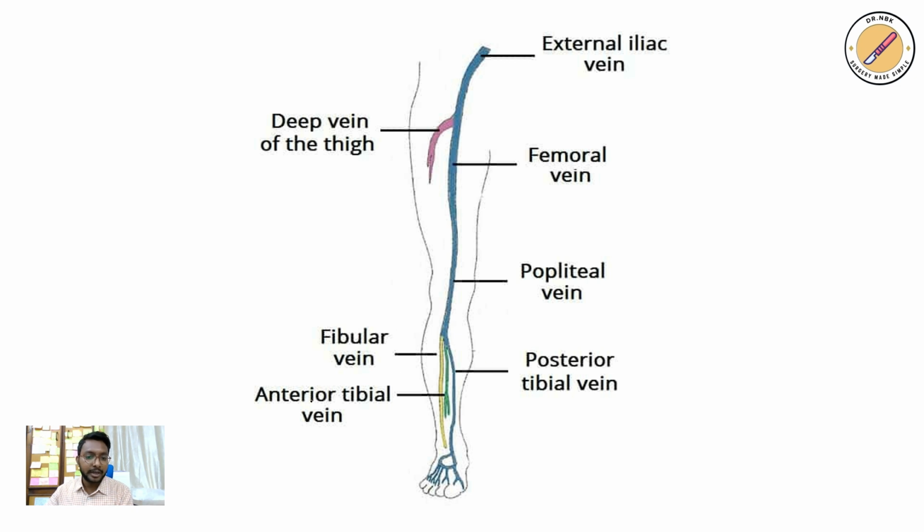Okay, right. Next, these are the deep veins that we were talking about. So first one is anterior tibial vein, posterior tibial vein, and fibular vein. All these three will fuse together to form popliteal vein, which will continue as femoral vein, and that is again joined by your deep vein of the thigh, which forms the common femoral vein. This common femoral vein will continue as external iliac vein.